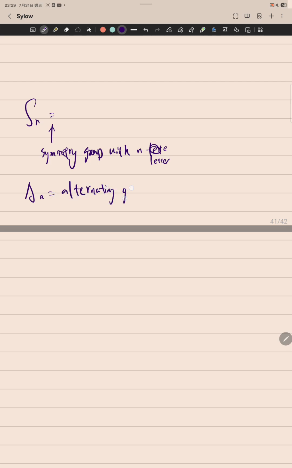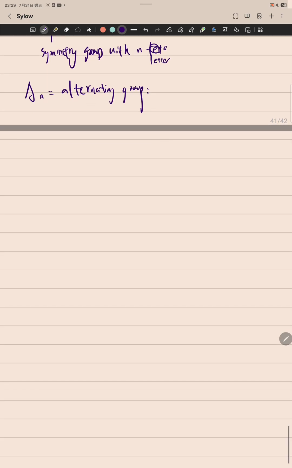Okay, so let me just write down. Sn is the so-called symmetric group of n letters, so the symmetric group with n letters. And An is called the alternating group. And there are various constructions. The standard, simplest construction is you can collect An to be all the even permutations.